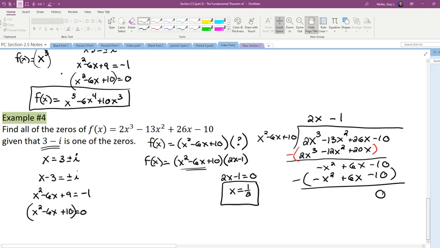And just to call it all out and make sure it says find all the zeros, my other 2 zeros are 3 plus or minus i.